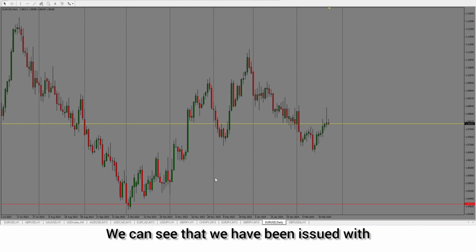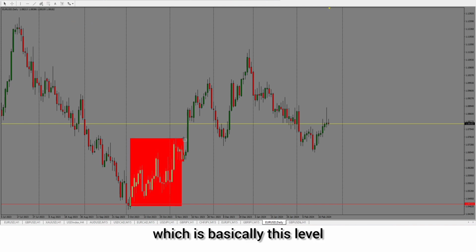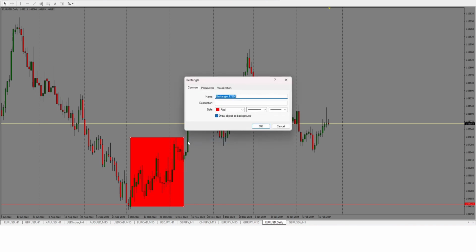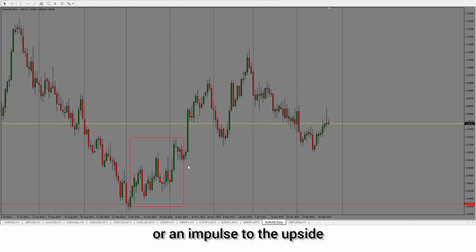We can see that we have been issued with the first level to the upside, which is this level, or a wave, if you want to call it that, or an impulse to the upside. Then our second impulse was this one to the upside, and the third one was this one. So we had 3 levels to the upside, and after 3 levels we expect to see a market reset.